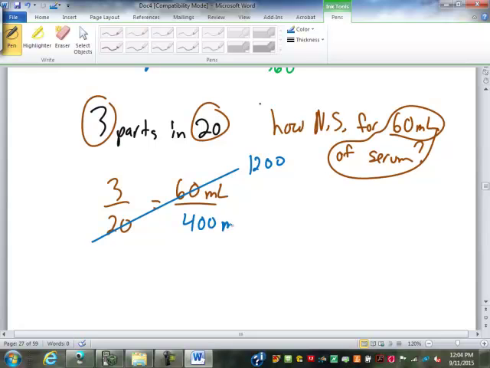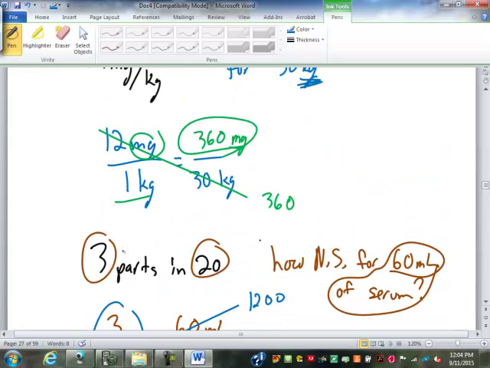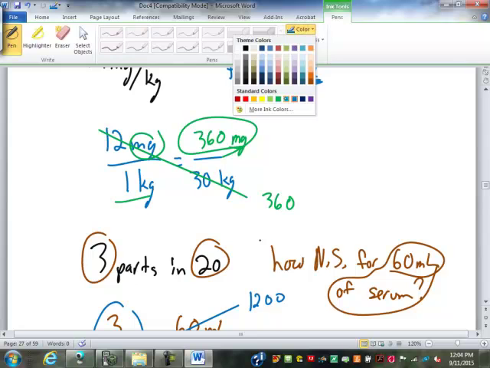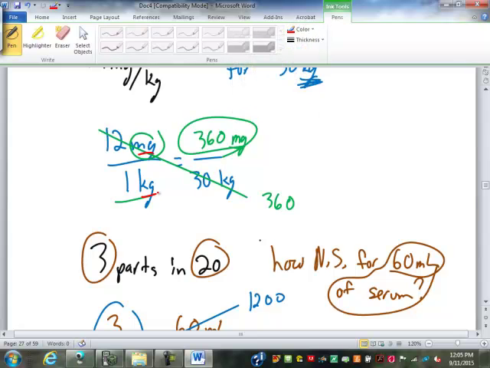Units will be milliliters. Since this is a ratio, if it has no units here, that makes it a ratio. That means the units here have to be the same on top and bottom. Here it was a rate because it had different units here. So when it's a rate, the units here and here have to be the same.